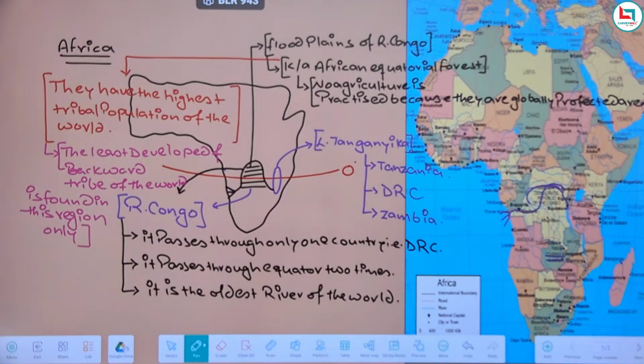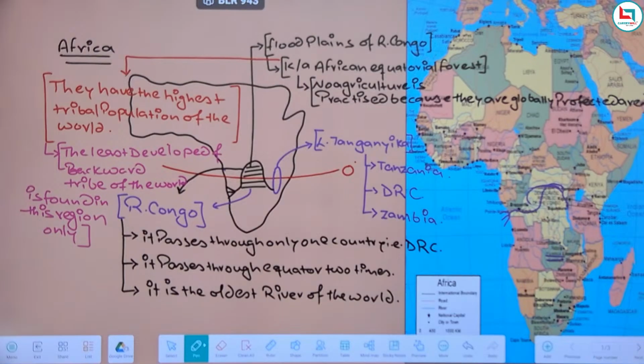We had talked about Africa. In Africa, guys, we have talked about the river Congo. The river Congo originates from the lake known as Lake Tanganyika, which is present on the boundary of Tanzania, Democratic Republic of Congo, and Zambia. This river originates and passes through only one country, which is the Democratic Republic of Congo.